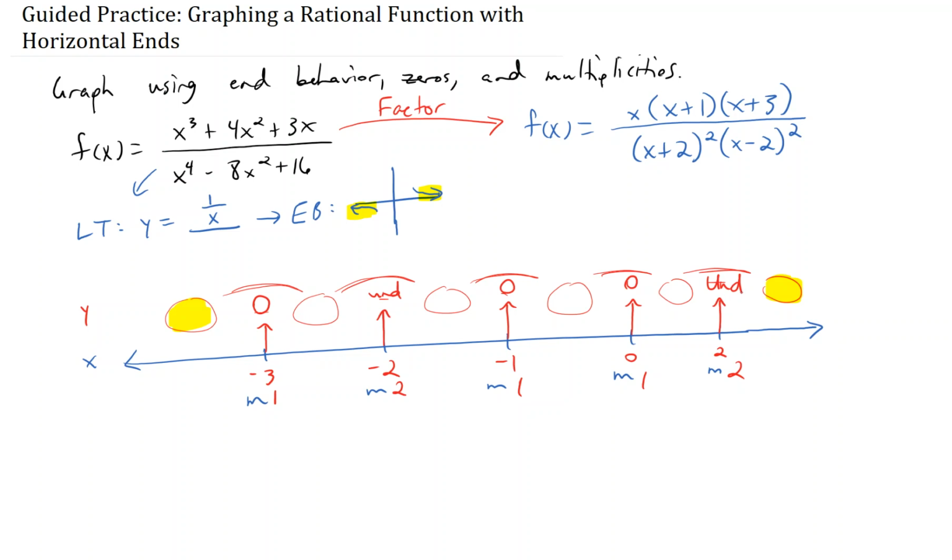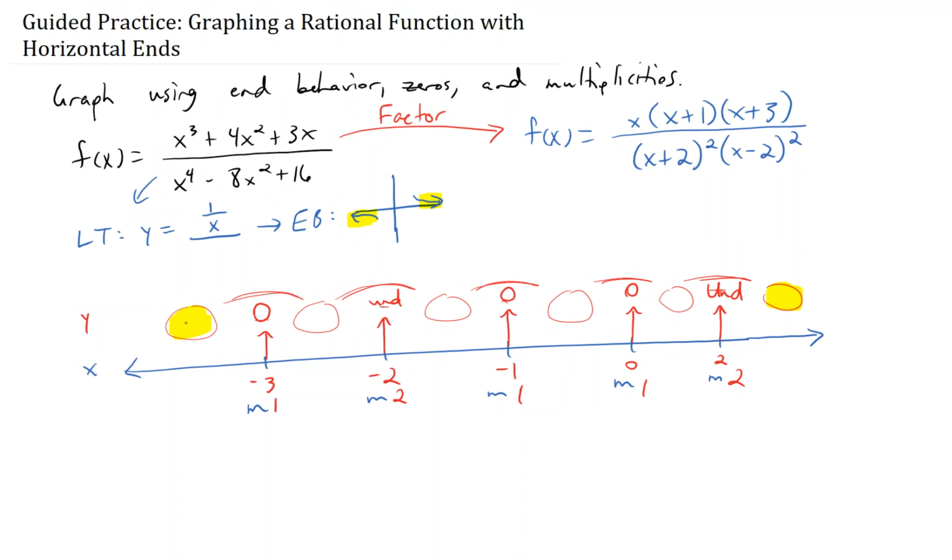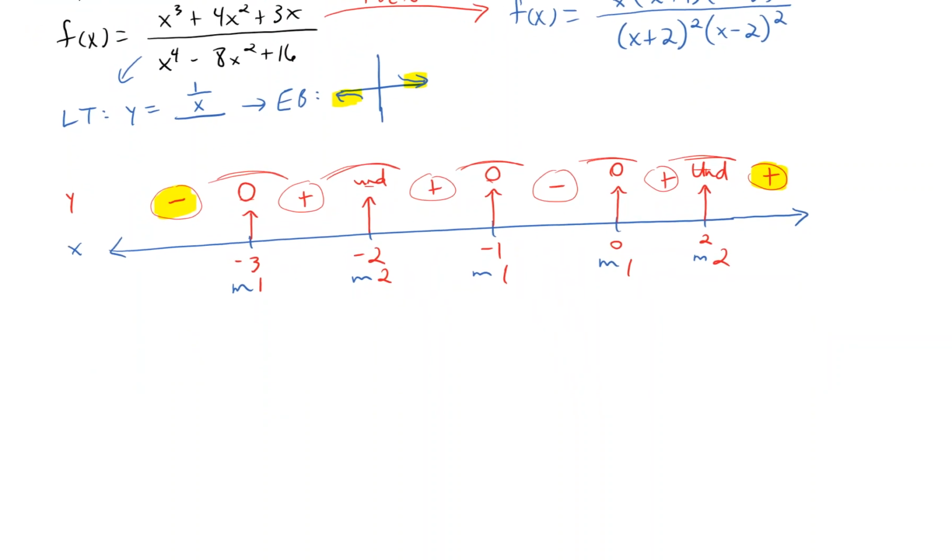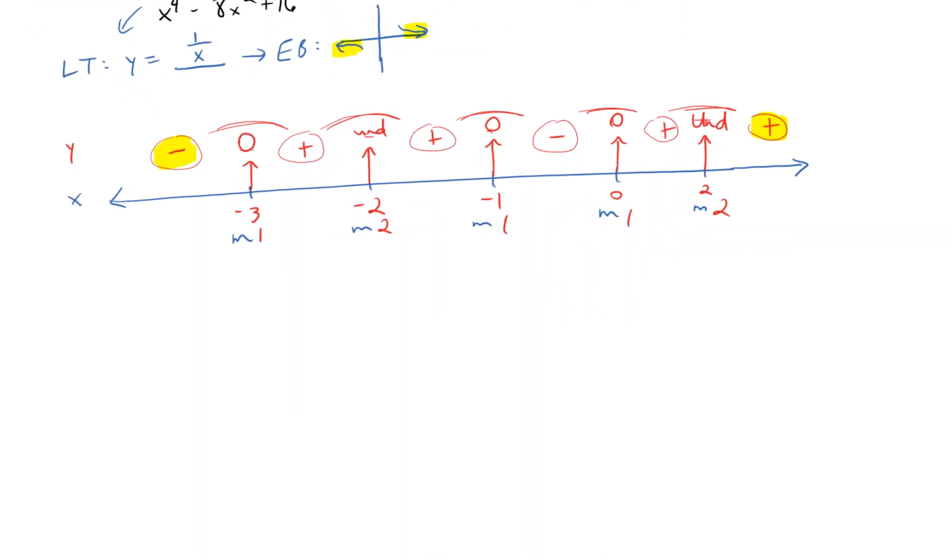Now we'll work on the signs in each region. Working left to right should be negative, positive, positive, negative, positive, positive. Okay? So get all caught up to this point, make sure you understand all of it, and then we'll translate all of this information into a graph of the function.